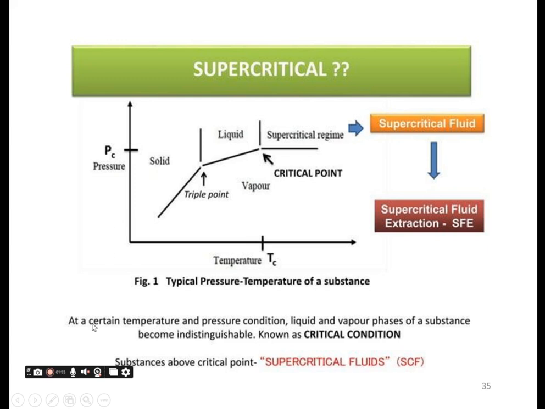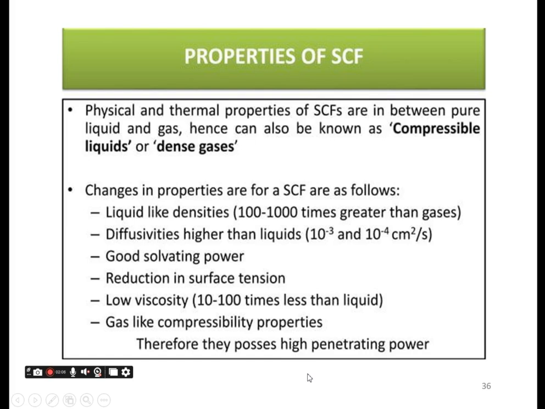So what does critical condition mean? At a certain temperature and pressure, the liquid and vapor phases of the substance become indistinguishable, known as the critical point. And a substance above the critical point is known as a supercritical fluid.